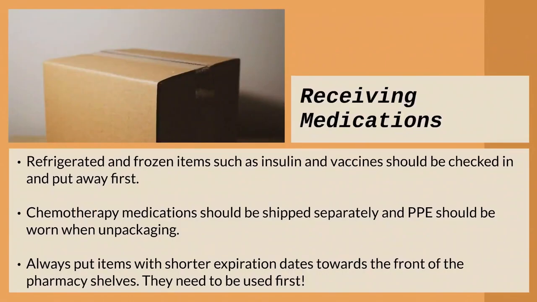Refrigerated and frozen items such as insulin and vaccines should be checked in and put away first, just to make sure that they do not go bad at room temperature. Chemotherapy medications should be shipped separately, and PPE should be worn when unpackaging. We talk about PPE more in the compounding chapter, but that's personal protective equipment such as gloves, eye goggles, and a gown. Always put items with the shortest expiration dates towards the front of the pharmacy's shelves. That way they all get used first and they do not expire.